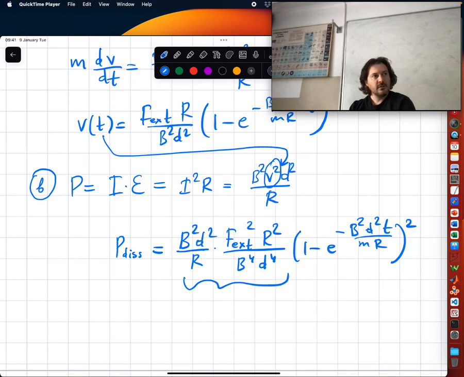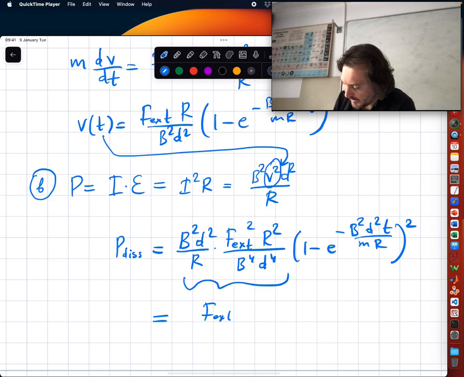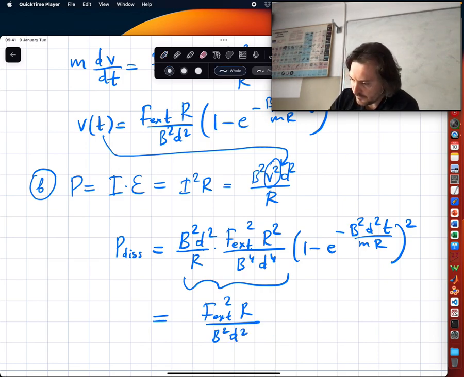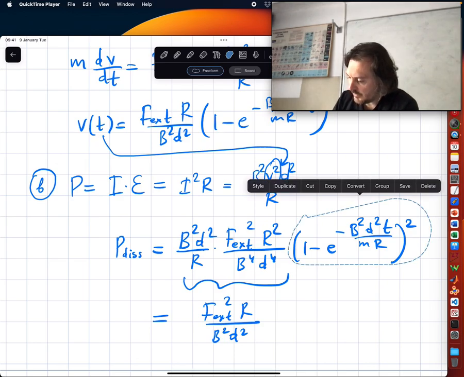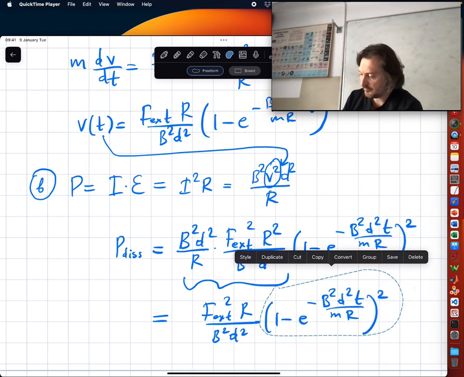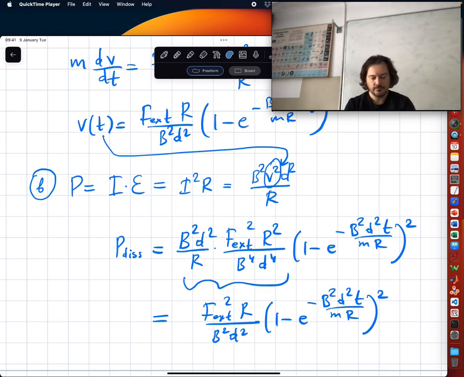Okay? I hope you are following. F external squared R over B squared D squared times whatever this is. Okay. Because it asks for a function of time, we did that, right? Yes. If it asked for power dissipation to infinity maybe, we should take the integral then. If it asks for the total energy dissipated, yes, then you should integrate, yes.